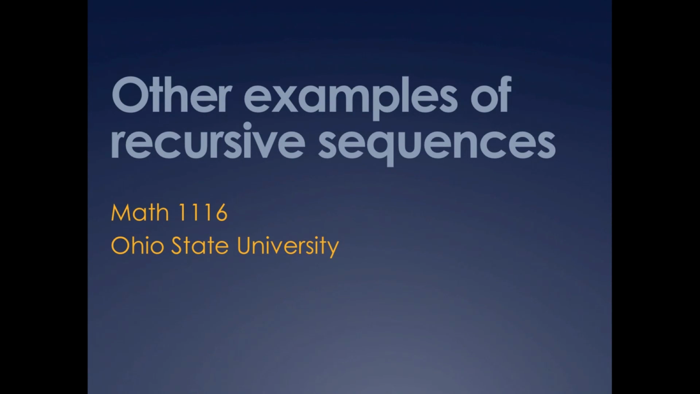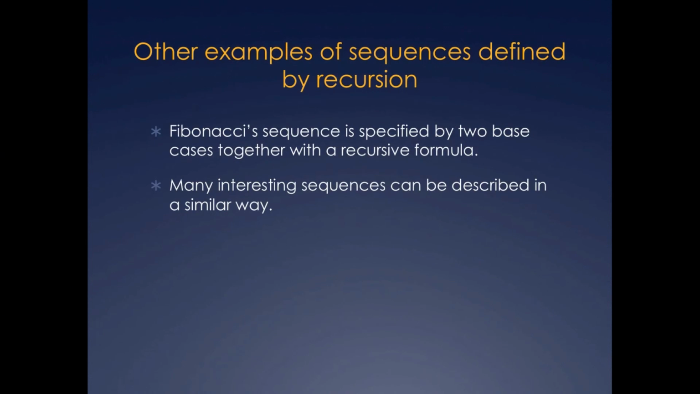Here we're going to look at other examples of sequences defined by recursion. And we'll see what that means in just a moment. Remember that Fibonacci's sequence is specified by two base cases. We say what the first two values are, and then we give something called a recursive formula that tells us how to compute all the others.